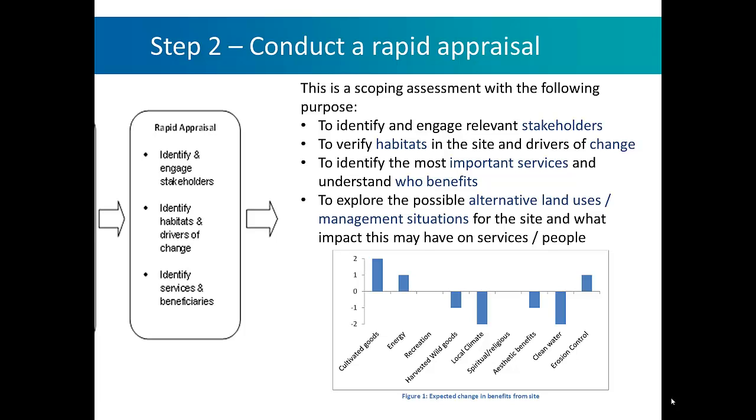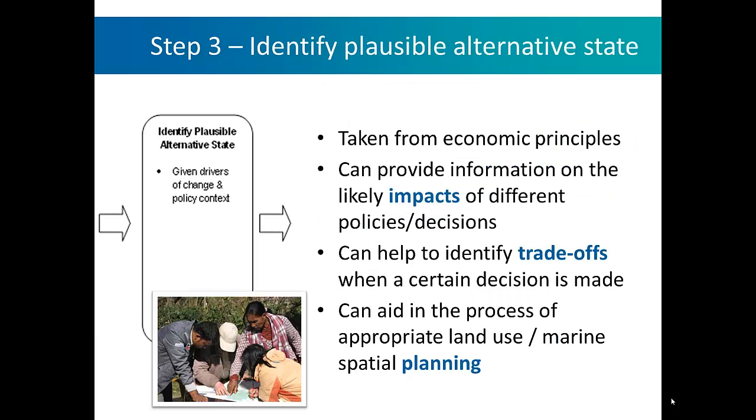So this is just an example graph of one of the outputs of a rapid appraisal, which we provide in the toolkit as a two-part sort of questionnaire that people work through. And it essentially just shows very simply what this group felt might be the changes from an alternative land use in terms of a number of ecosystem services, with some increasing a small amount or a lot and some decreasing a small amount or a lot.